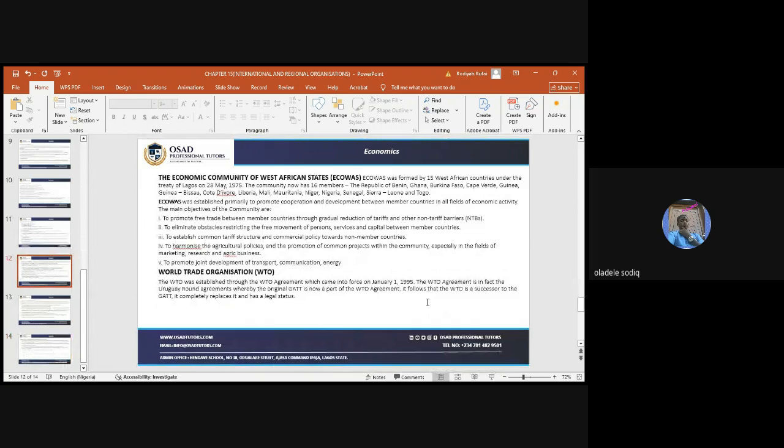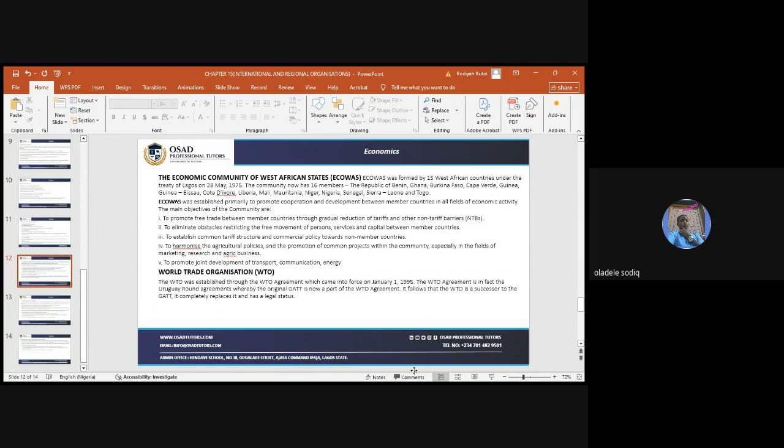Then we also have the Economic Community of West African States, ECOWAS. Please take note of this one. They will definitely ask you a question on ECOWAS. ECOWAS was formed by 15 West African countries under the Treaty of Lagos. If you are asked an objective question in the exam, ECOWAS was formed on the 28th of May 1975. And it now has 16 members.